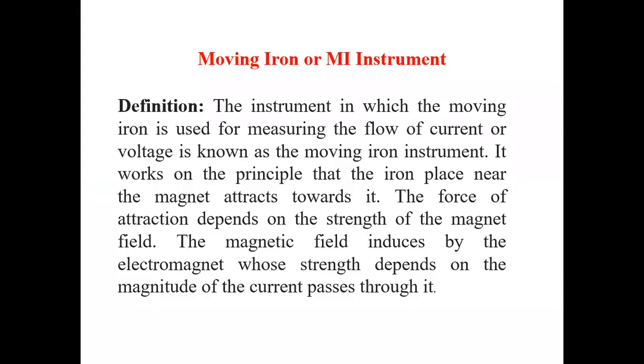So the measuring instrument, we know that a measuring instrument is an instrument which will compare two values by using any instrument. It is called a measuring instrument. The definition of moving iron instrument: the instrument in which the moving iron is used for measuring the flow of current or voltage is known as the moving iron instrument.